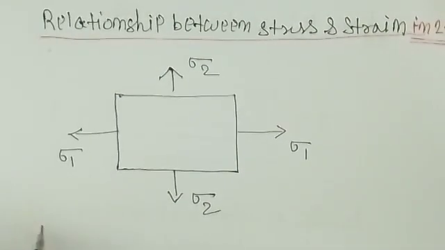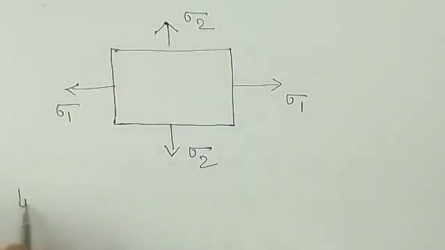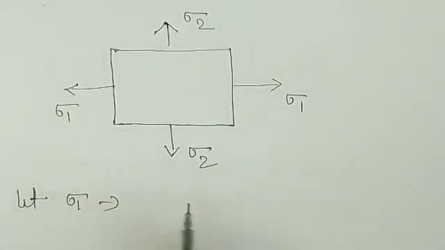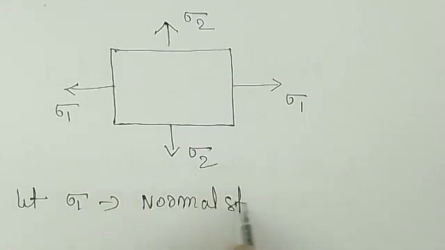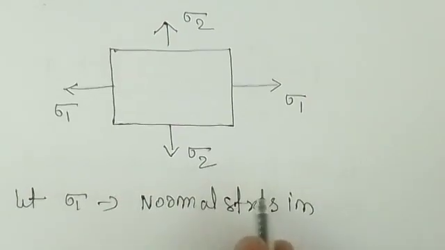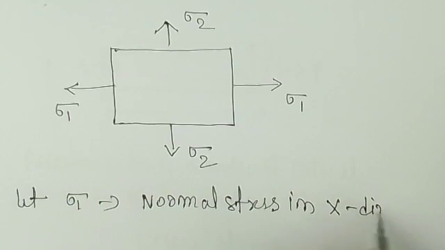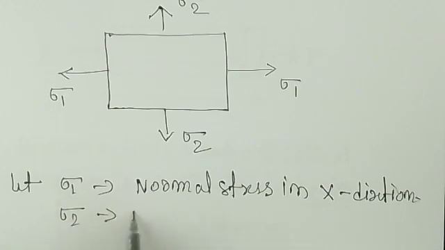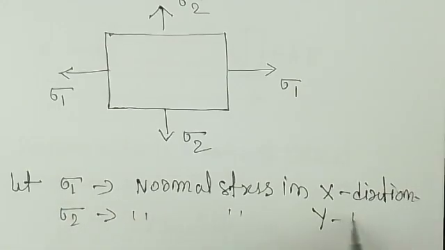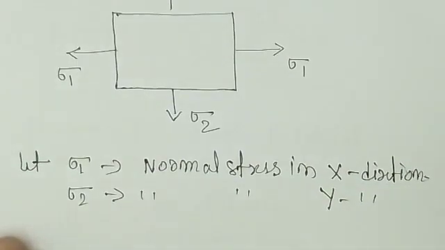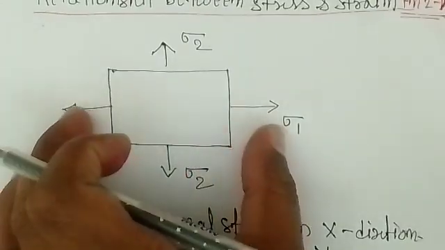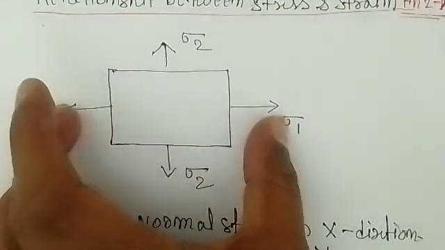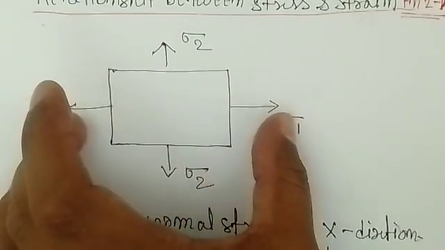right? So now you can say, let sigma 1 be the normal stress in x direction, and sigma 2 is the normal stress in y direction, right? Sigma 2 is the normal stress in y direction. So if you look here, when you consider sigma 1, that is stress along the x-axis. So you are pulling, which means it is tensile stress.